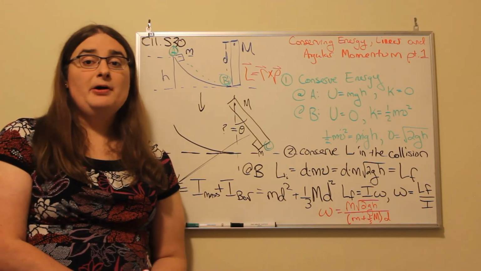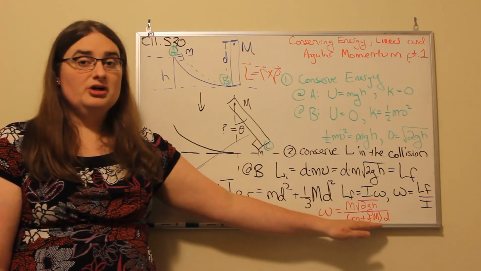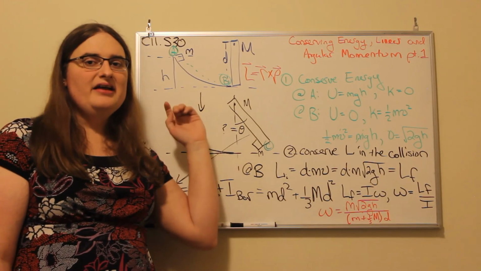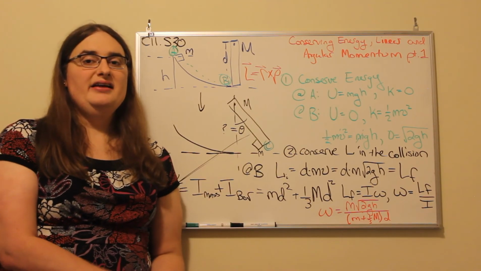Thank you for watching part 1, and in part 2, we'll take a look at the problem starting with this angular velocity and figure out how far that bar is going to rotate to calculate the ultimate angle.